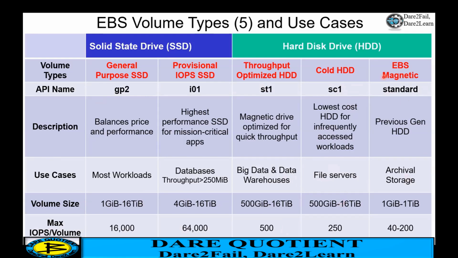And lastly, we have the EBS magnetic HDD. The API name is standard, but that is a previous generation HDD, or hard disk drive. This is used for archival purposes. The volume size is from 1 gigabyte to 1 terabyte, and the max IOPS is 40 to 200 IOPS.